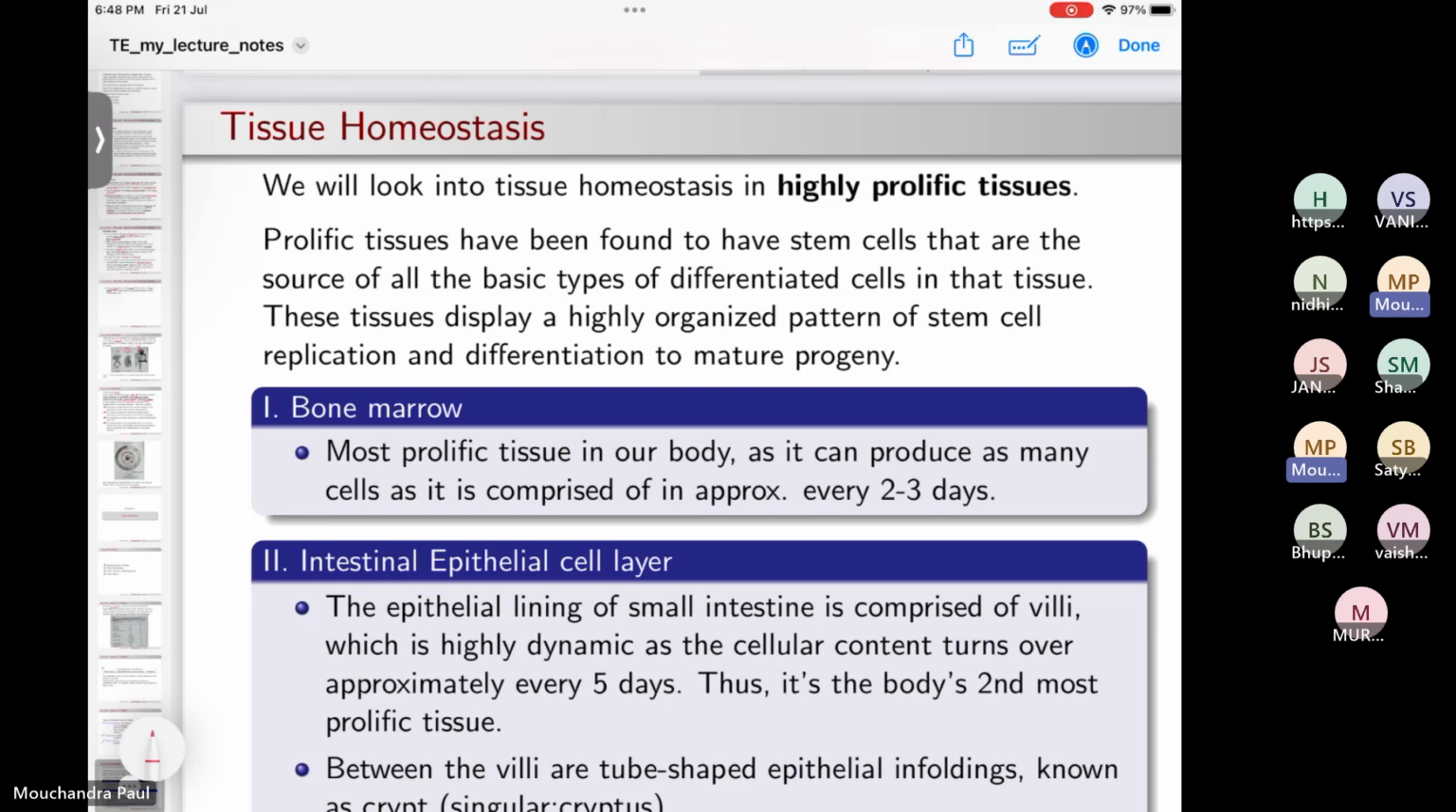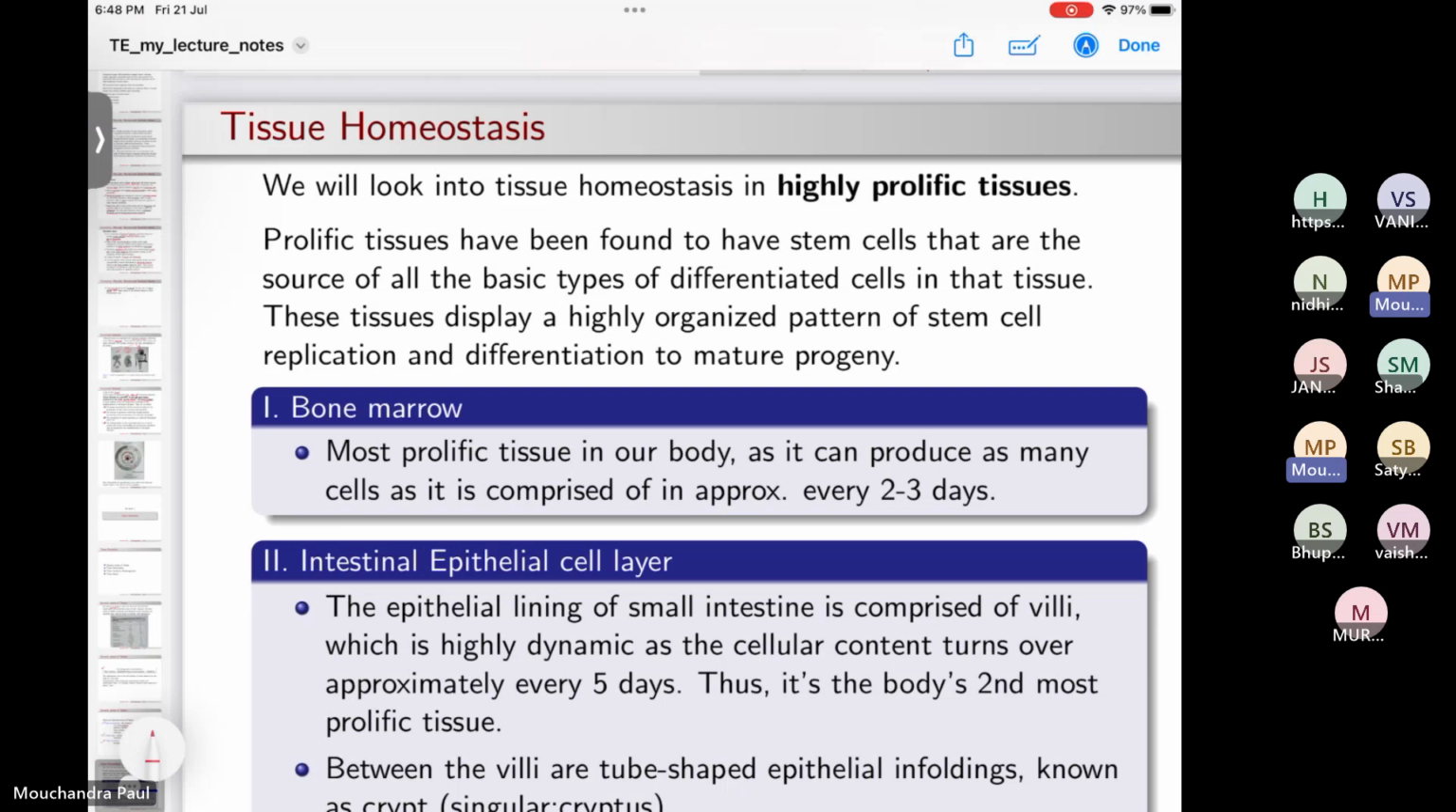For the bone marrow, we already looked into it in the introduction part, like how many cells are there and how many days it takes for the entire cell content to be replaced. The only thing I have to say is that it is the most prolific organ in our body, and it contains around 400 to 500 billion cells. All these cells get completely replenished in 2 to 3 days. That is why it is a highly prolific organ, and that is why the bone marrow transplantation procedure is very, very successful.